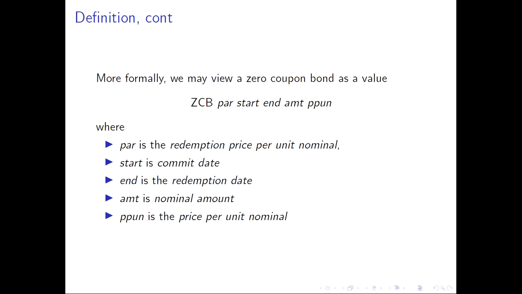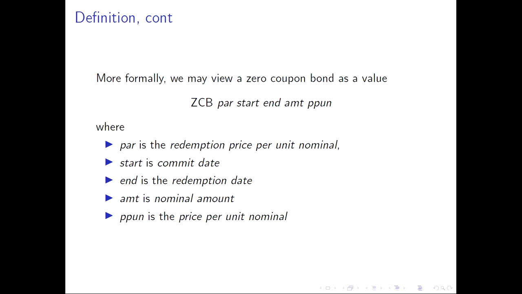Now, more formally, we may view a zero coupon bond as a value, ZCB, where par is the redemption price per unit nominal. So par could be 1, and if par is equal to 1, the zero coupon bond is said to be redeemed at par. If par is less than 1, it's said to be redeemed below par, and if it exceeds 1, it's said to be redeemed above par.